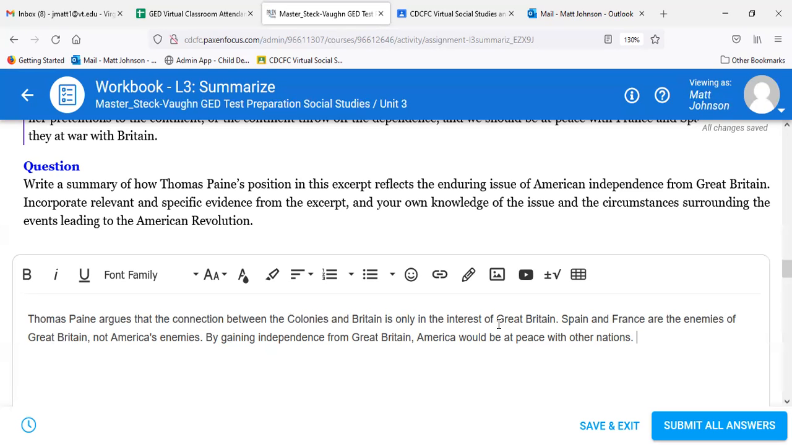Okay, so before we move on, we'll just give everybody a chance. I'll read through it again, right? So Thomas Paine argues that the connection between the colonies and Britain is only in the interest of Great Britain. Why does he say that? Because Spain and France are the enemies of Great Britain, not America's enemies. And how do we resolve that? By gaining independence from Great Britain, America would be at peace with other nations. All right?